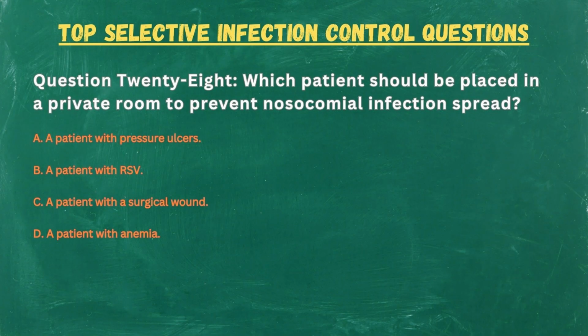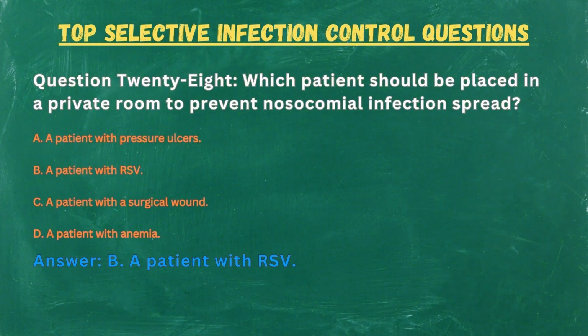Question 28. Which patient should be placed in a private room to prevent nosocomial infection spread? A. A patient with pressure ulcers. B. A patient with RSV. C. A patient with a surgical wound. D. A patient with anemia.